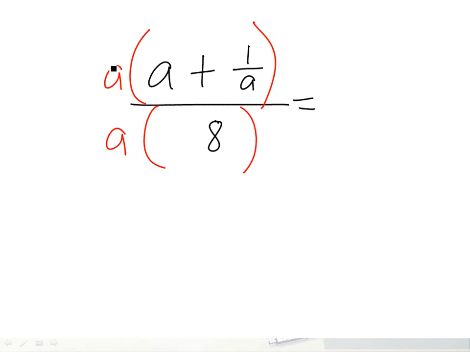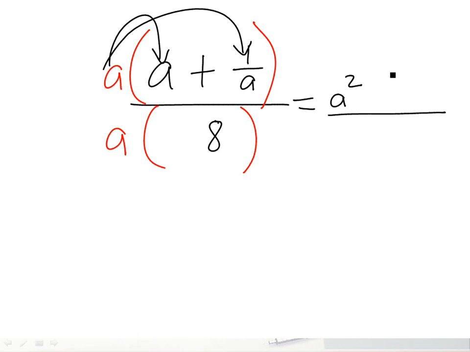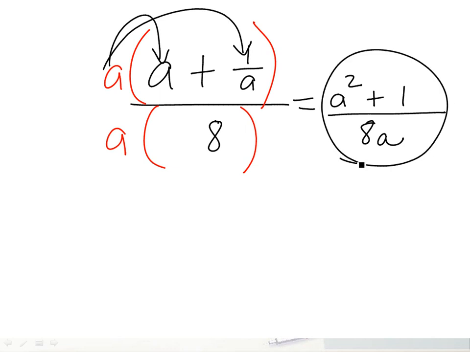Once we do that, we get a times a, which is a squared, a times 1 over a. Notice that the a's will cancel, so you just have plus 1. In the bottom you just have a times 8, which is 8a. I know it's tempting, but you cannot factor a squared plus 1. It is a sum of squares, plus sign in the middle. So you cannot factor it, and therefore this is your final answer.